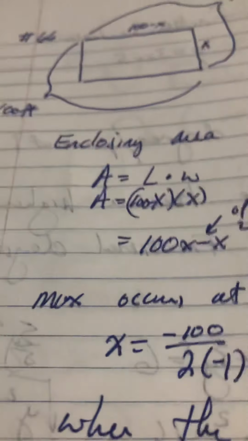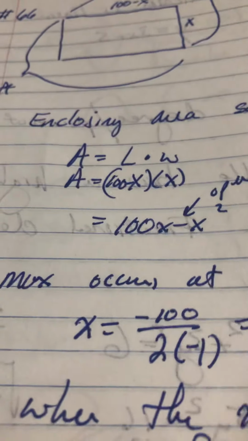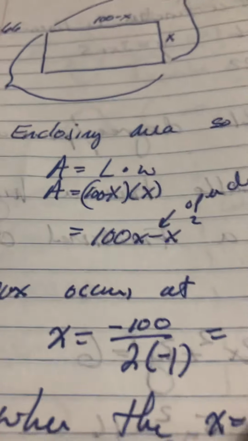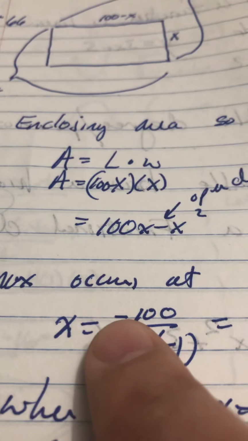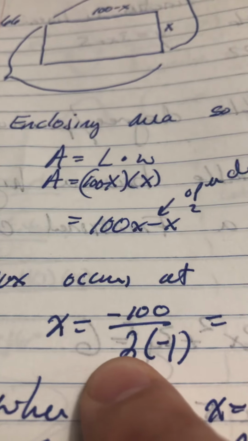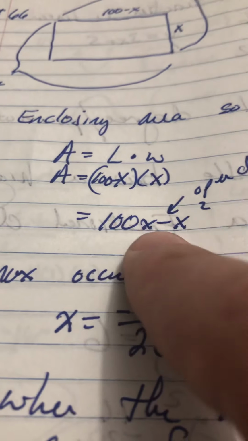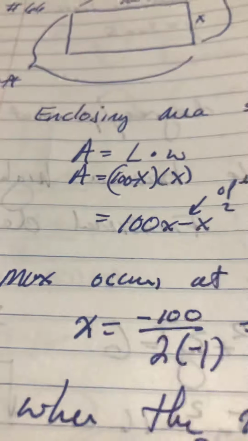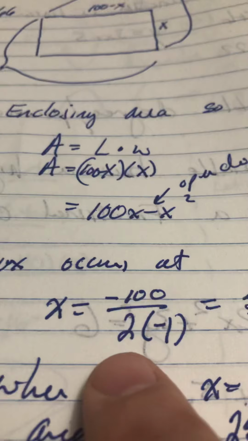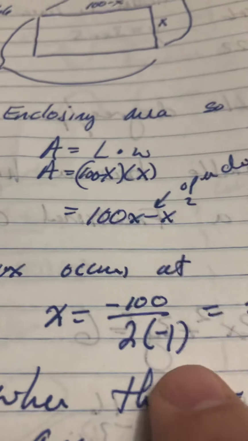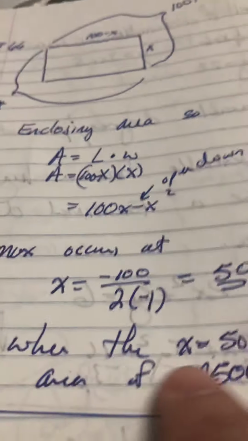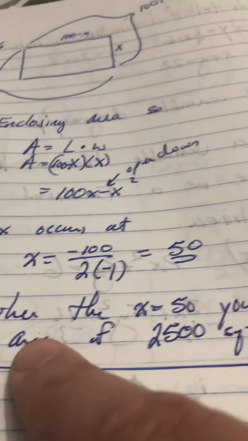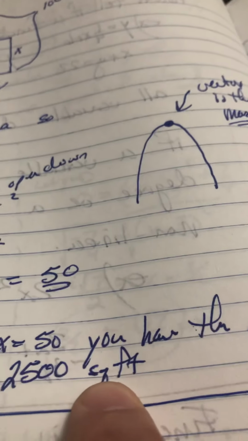Okay, now the maximum will occur at the vertex, like I said, and it occurs at the x-coordinate of the vertex, which is negative b over 2a. Well, the b is attached to the plain x, so I do negative 100 over 2 times the a, which is negative 1, and I get 50. So when x is equal to 50, you have the maximum area of 2,500 square feet.